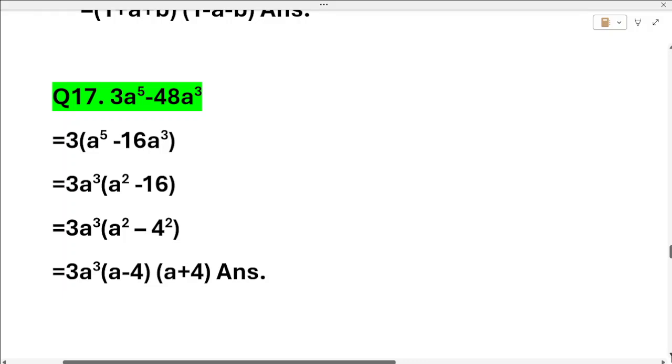Now come to question number 17. What is question number 17? It is again given: 3a to the power 5 minus 48a to the power 3. See the numbers first. Instantly you cannot see this question is based on a square minus b square, but if in the question it is given to factorize, you have to start it.